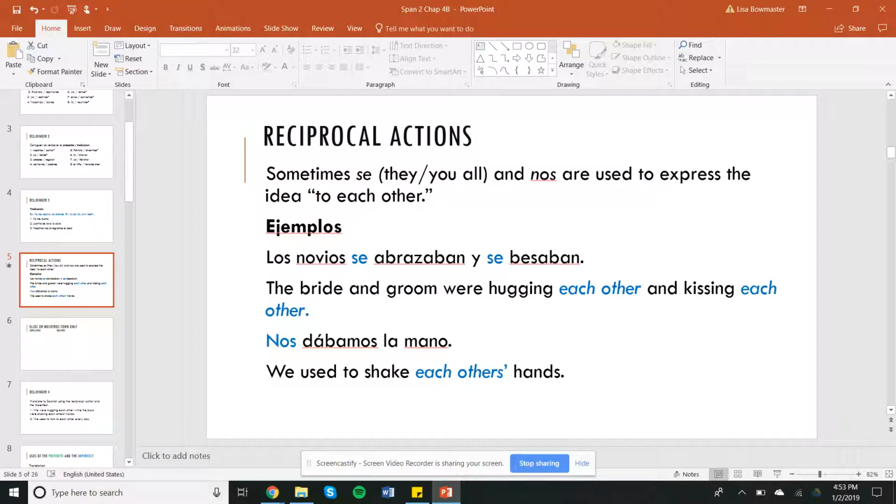Hola, welcome to chapter 4B. First topic we're talking about are reciprocal actions.